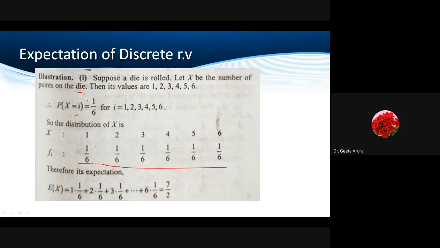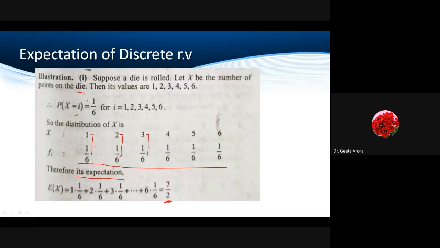Correct? So if we talk about what the expectation is, it can be calculated as 1 into 1 by 6, plus 2 into 1 by 6, plus 3 into 1 by 6, like this. So this is what we have written: 1 into 1 by 6, 2 into 1 by 6, 3 into 1 by 6, up to 6 into 1 by 6. And if we calculate it, it gives me the value 7 by 2.